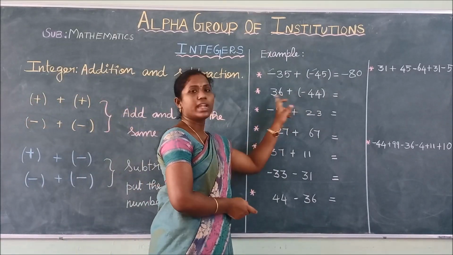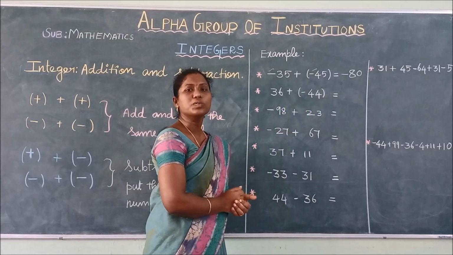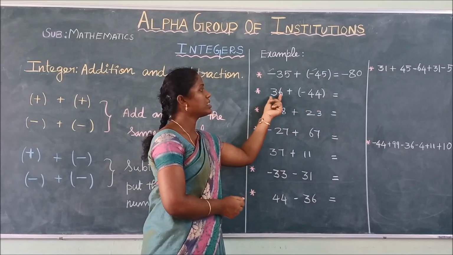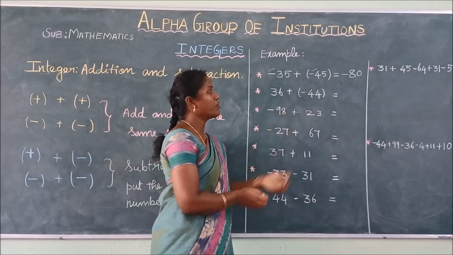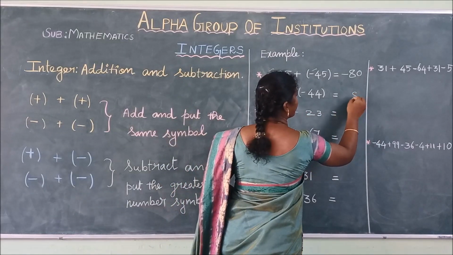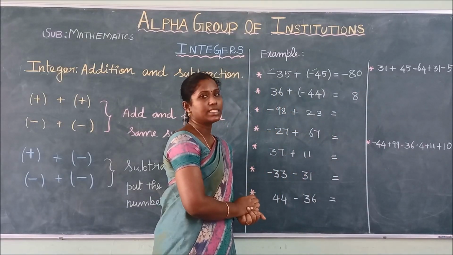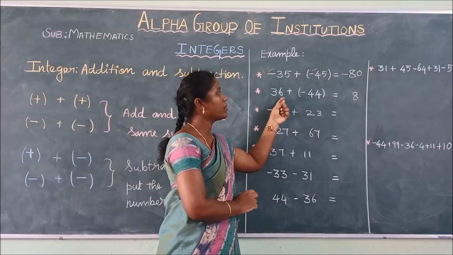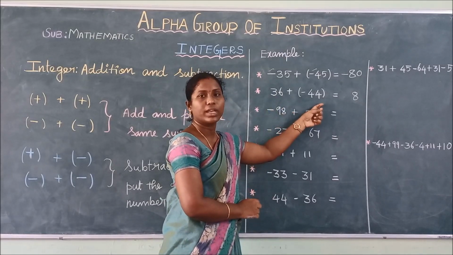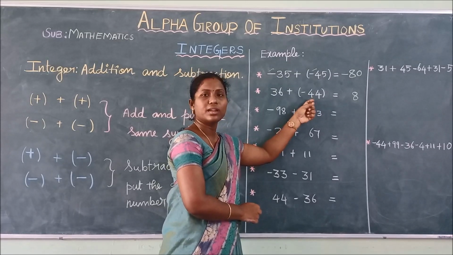We are adding different signs, so we have to subtract. If I subtract 36 from 44, what is the answer? It is 8. What sign comes here, whether plus 8 or minus 8? We have to see the greater number. Which is the greater number here, 36 or 44? Yes, 44 is the greater number. 44 has which sign? Minus.